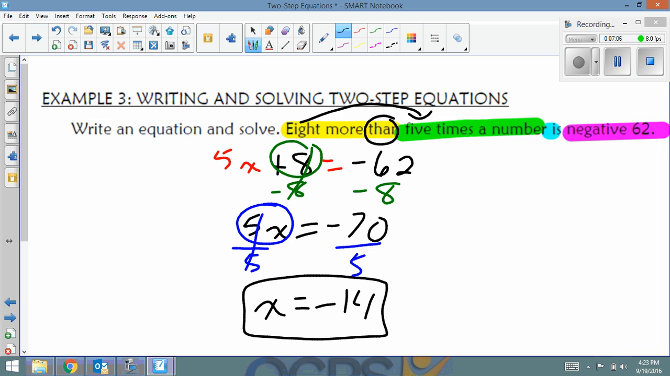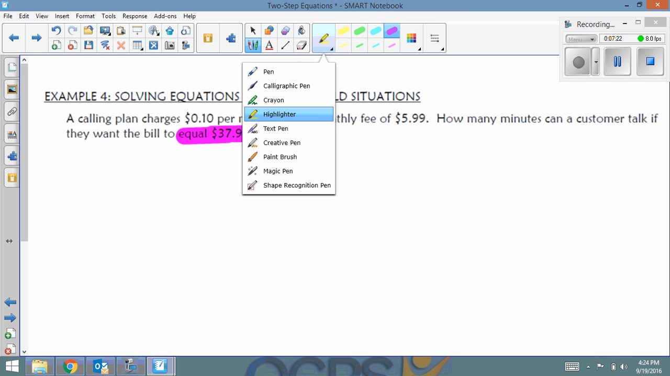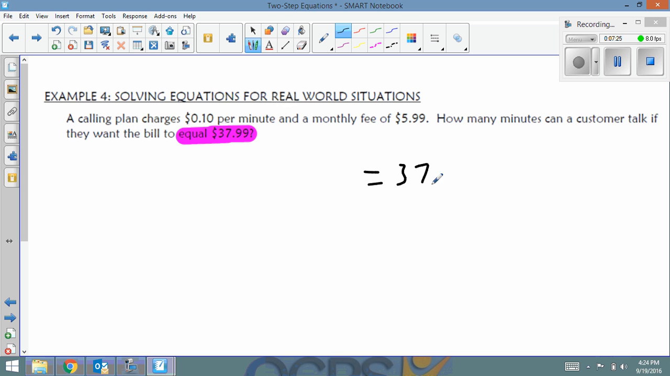All right, we got one more example for this set of notes. It says a calling plan charges 10 cents per minute and a monthly fee of $5.99. How many minutes can a customer talk if they want the bill to equal $37.99? So we know their total monthly bill they want to equal $37.99. We know that they pay a set fee of $5.99 per month. And then it says they pay 10 cents per minute there. So 0.10, and per minute is going to be our x because they're asking for how many minutes.